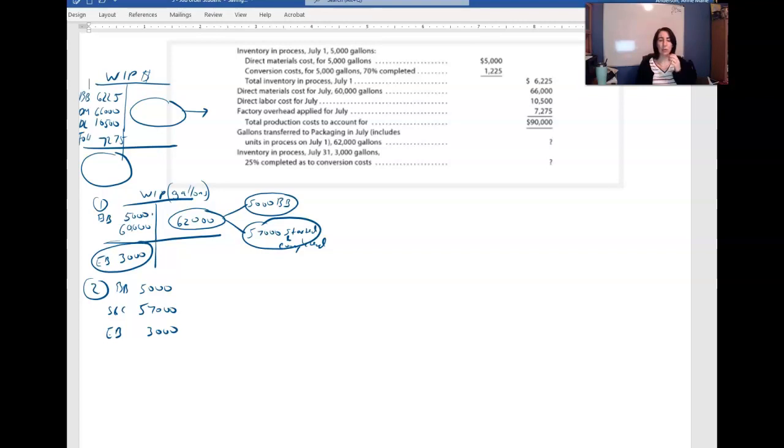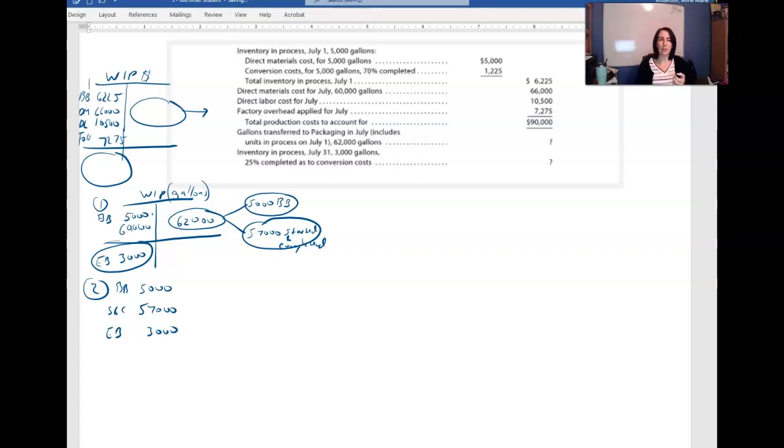These guys that we did during the month that were started and completed, they needed all of their materials, all of their labor, all of their factory overhead, because you did everything for them during the month. And these guys down here in ending balance, you just started them. You haven't finished them yet. You'll finish them in August. They end the month only being 25% complete. So really they need like another 75% to finish those off in August. So each one of them is a different cost to finish them.